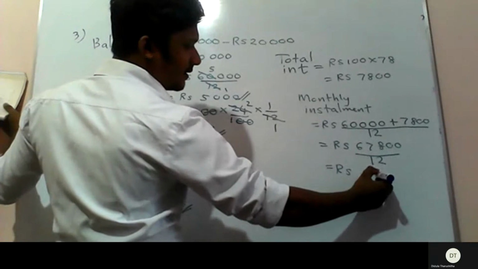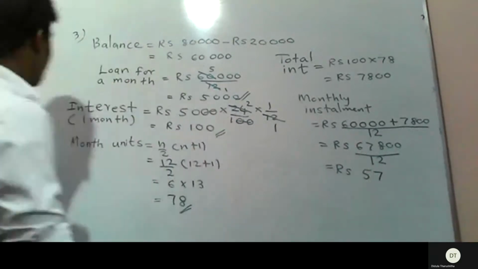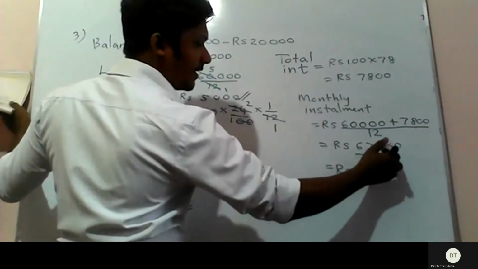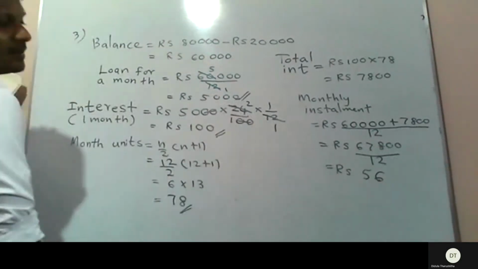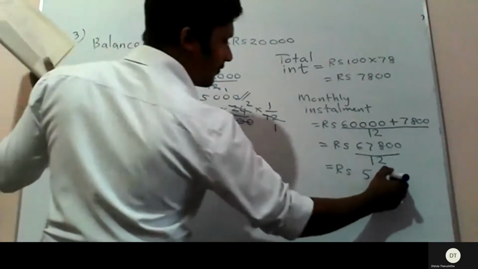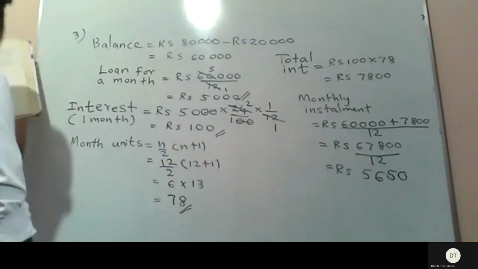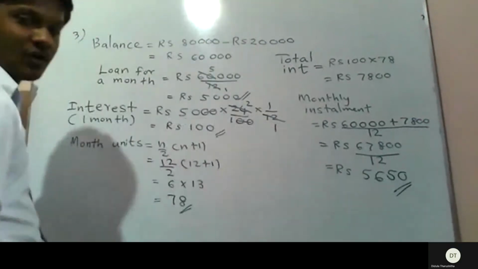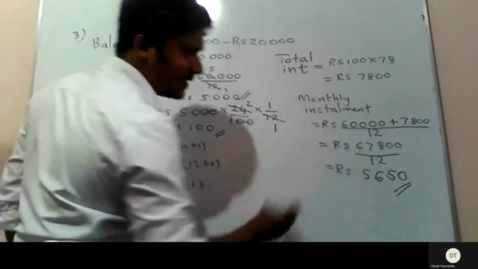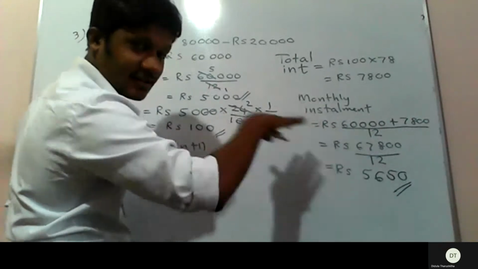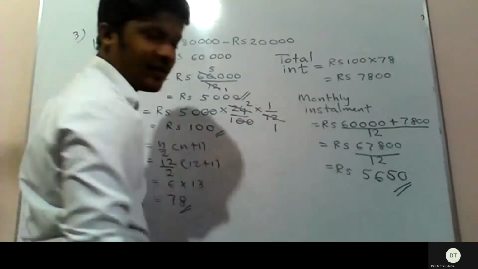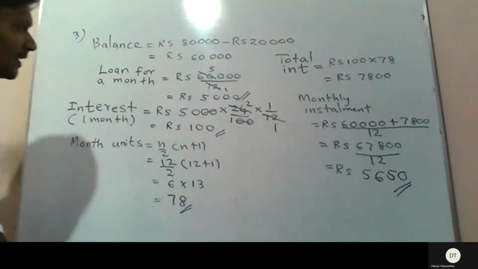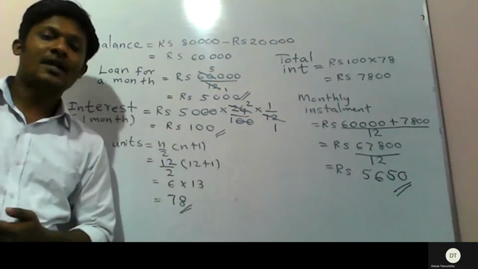We know 5,650. This is the monthly installment. Right, this is the monthly installment because 67,800 is the total amount. Divide by 12, answer 5,650. Now this is the monthly installment. So these are the important parts of the answer.